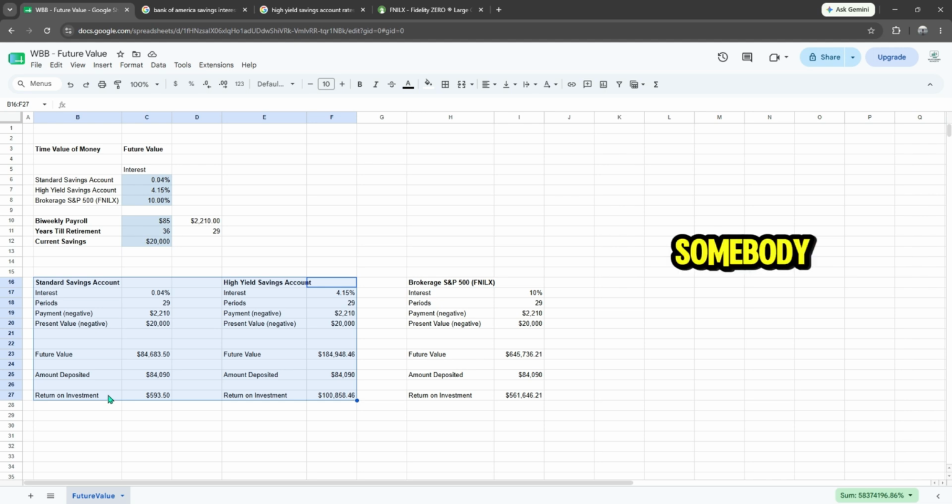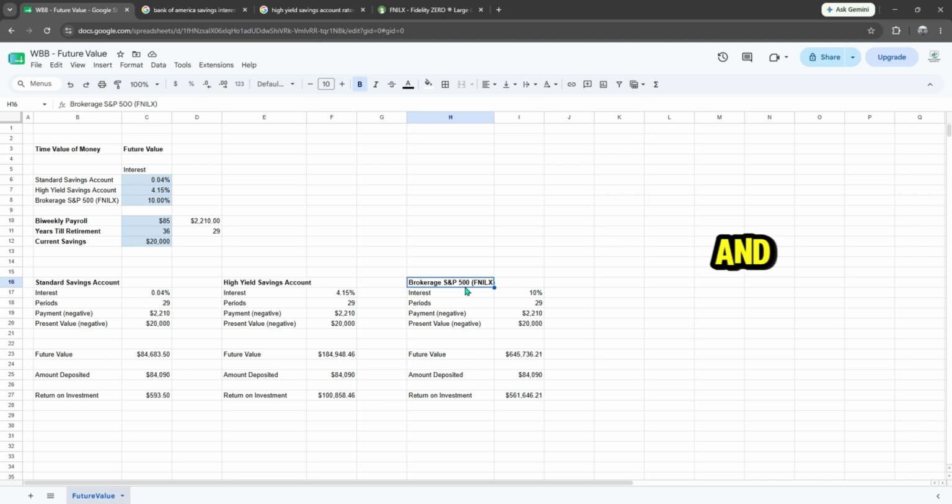Maybe somebody is over here because they don't want to be over here, and that's okay. I'm not saying it's the end of the world. It does stink when you look at the bottom line. You see only $593 have been gained in 29 years. But this is all about really comprehending future value, time value of money, the exponential growth that comes through interest rates and compounding interest. And seeing the brokerage right here, it's a no-brainer that this one, even though it has the highest risk, also has a lot of reward, and that your return on investment's at $561,000.